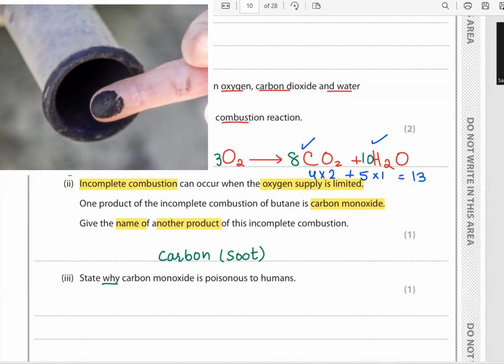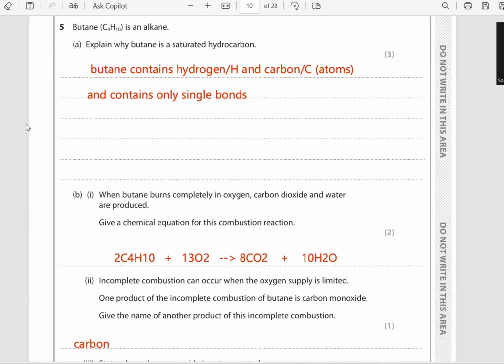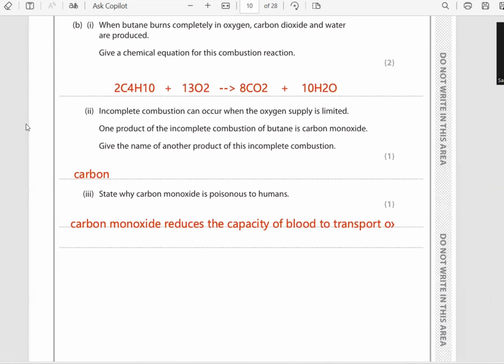Why is carbon monoxide poisonous to humans? It's a very common question. It interferes with the transport of oxygen around the body because it combines with hemoglobin, and that's why it is very poisonous to humans. It can cause death even. Carbon monoxide reduces the capacity of blood to transport oxygen.